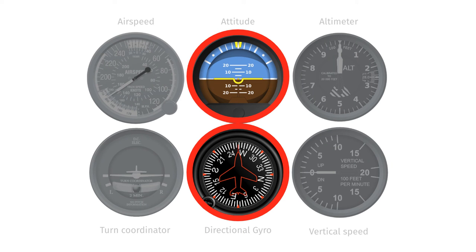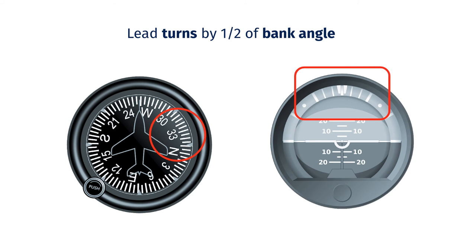I'll be referencing these two instruments, the directional gyro and the attitude indicator. So when I say to lead a turn by 1/2 of your bank angle, what does that mean? Let's pretend that we're making a right turn from our current heading to a heading of 330. And we'll make this turn at an angle of bank of 20 degrees. Here we can see the 20-degree mark on the attitude indicator. So if you divide that by 2, then 1/2 of the bank angle would be 10 degrees, which means we would begin rolling out of the turn 10 degrees before reaching our target heading of 330.